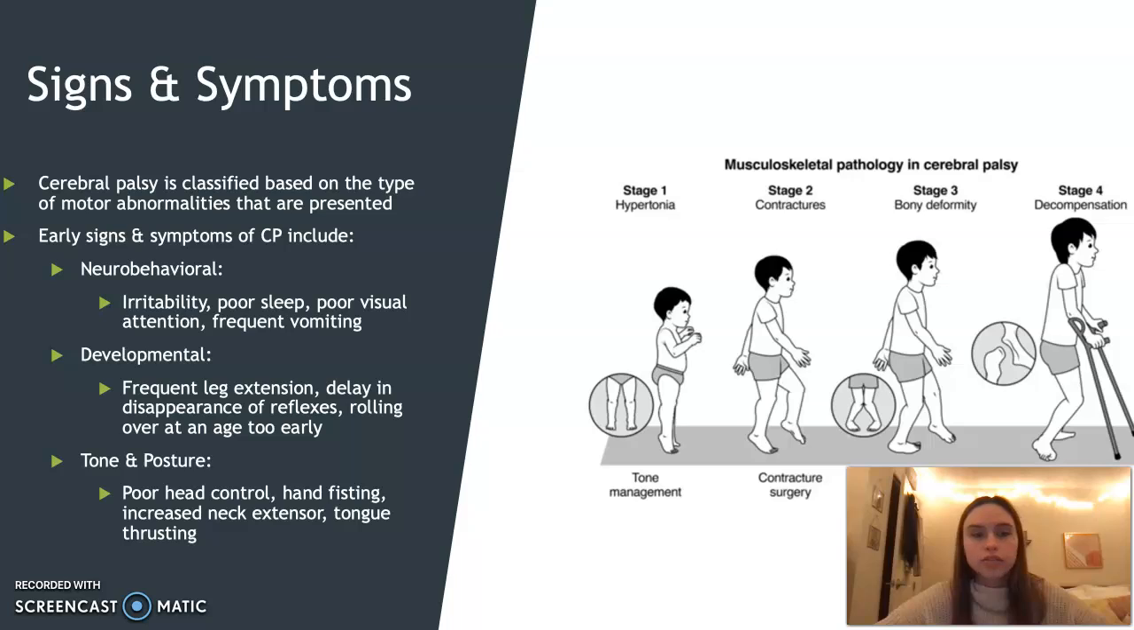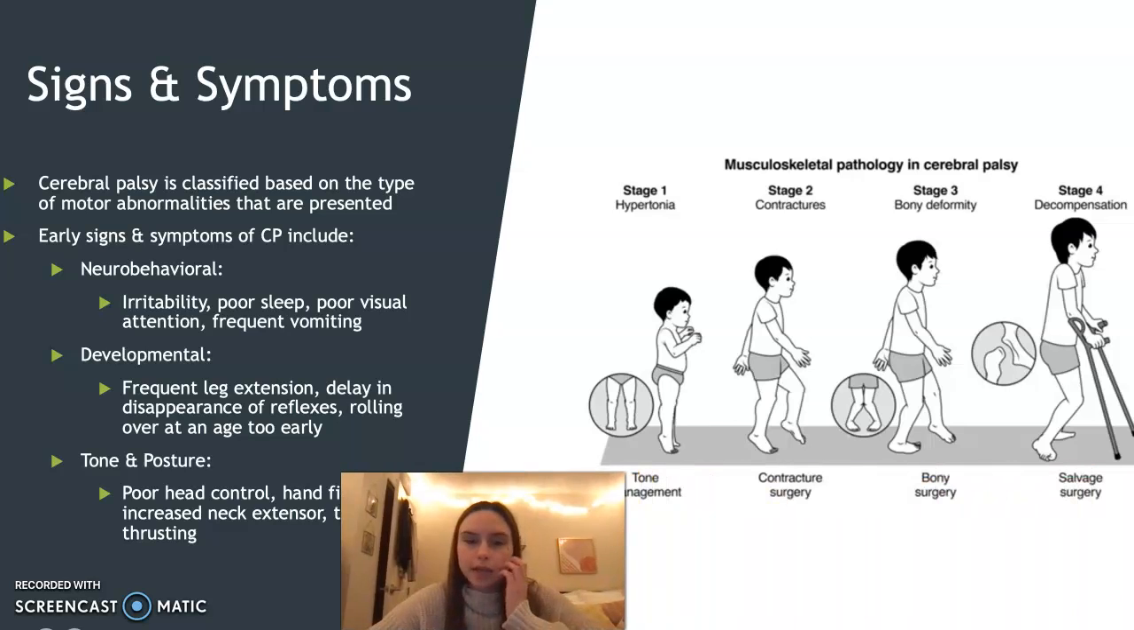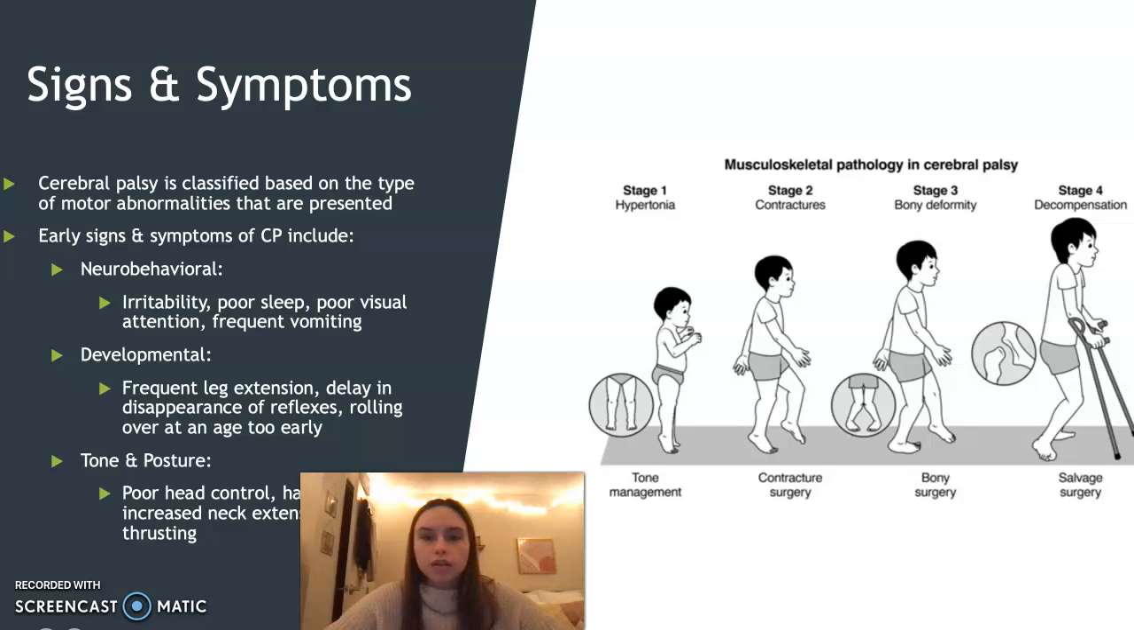And the next category is tone and posture. Some symptoms in this category would be poor head control, hand fisting, increased neck extensor, and tongue thrusting. And you can see here in this picture, in stage 1, they work on tone management. Stage 2, contracture surgery. Stage 3, bony surgery. And stage 4, salvage surgery. So these are different musculoskeletal pathology in cerebral palsy. That's just a little image to give you an idea of what that is.